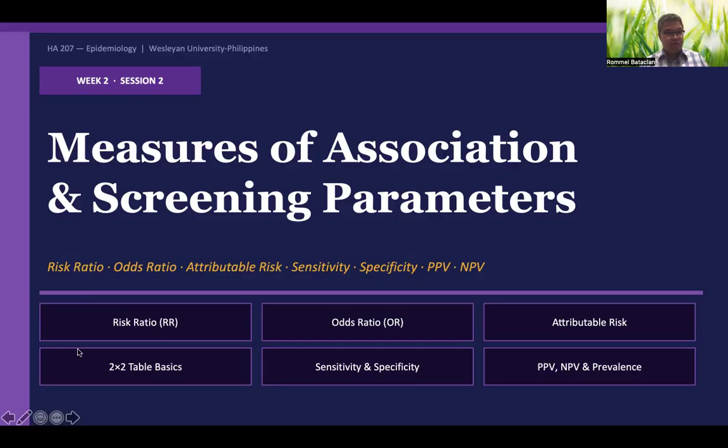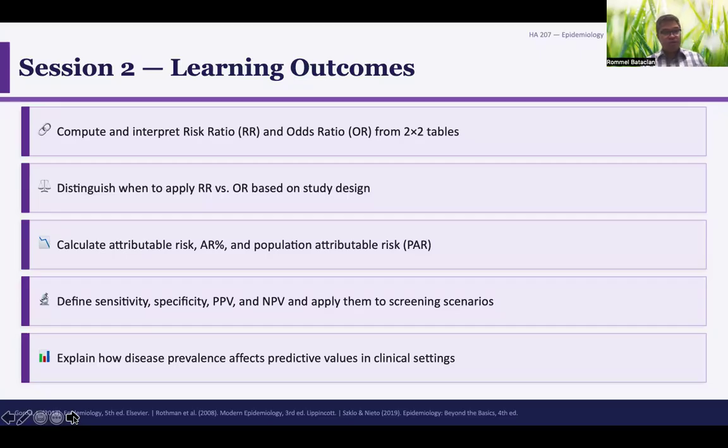So the learning outcomes for this would be: first, compute the risk ratio and odds ratio and interpret them based on a 2 by 2 contingency table. These are the two main measures of association in epidemiology. Second, we will learn when to use the risk ratio and odds ratio based on the study design. They measure similar things, but are appropriate for different study designs.